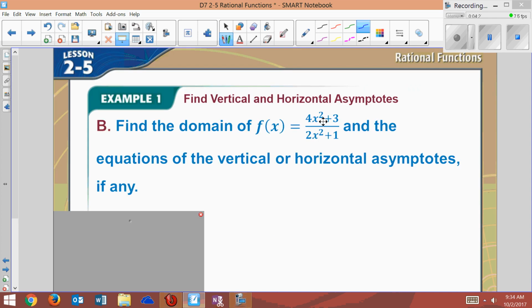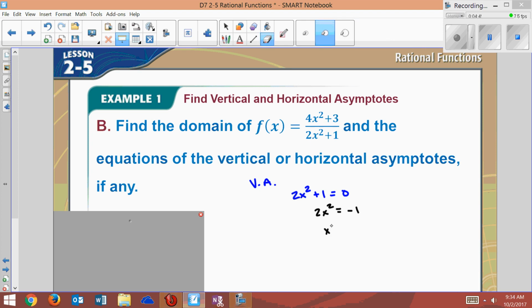I'll talk out the rules. Let me start first with vertical asymptotes. To find our vertical asymptotes, we would say that 2x squared plus 1 equals 0, and we would start to solve. So 2x squared would equal negative 1. That would make x squared equal to negative 1/2. And then you would take the square root, and we cannot take the square root of a negative number. So there are no vertical asymptotes.